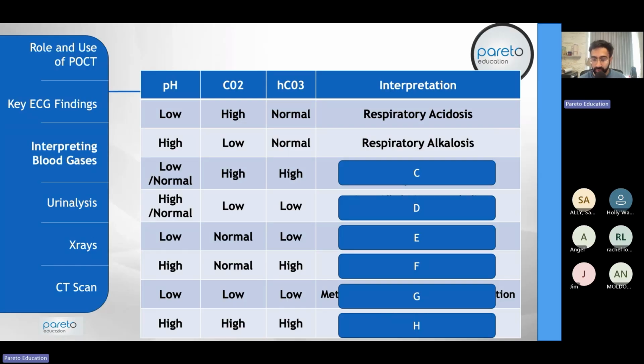Absolutely, Adriana, fantastic. So this is where things get a little bit more complicated. For example, now you've got a low or normal pH, but you've got a high CO2, and now a high bicarb.